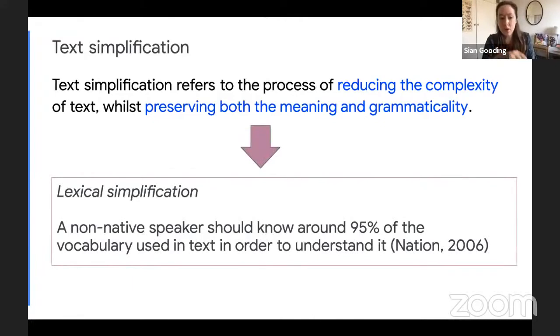So one of the things that we know about word simplification is that it's really useful for non-native speakers, especially learners, because non-native speakers should know around 95% of the vocabulary in a text in order to understand it. And that's actually quite surprisingly high, but this study showed that that was the right amount of words you need to know.